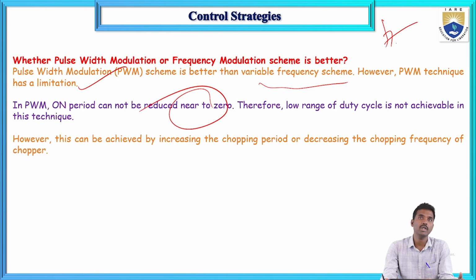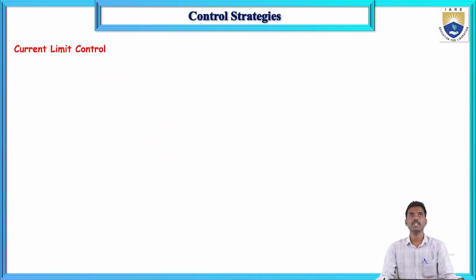This can be achieved by increasing the chopping frequency, or decreasing the chopping period of the signal. The next method is the current limit control method.